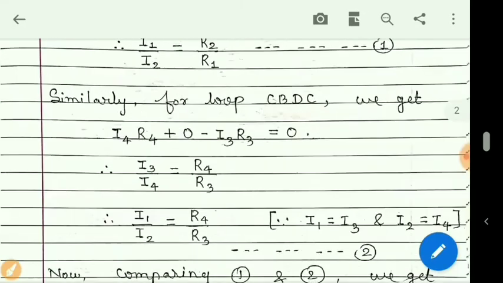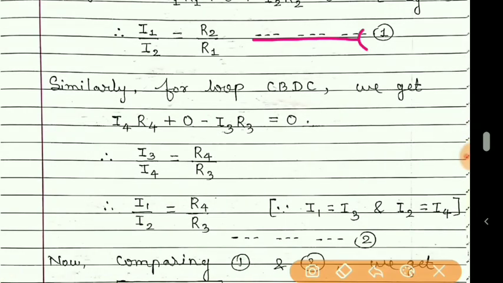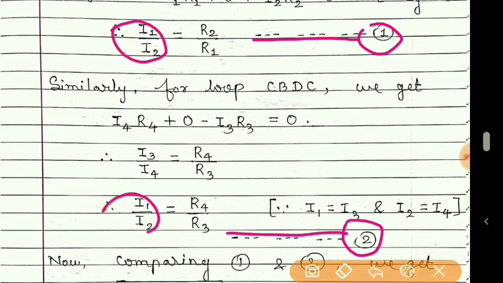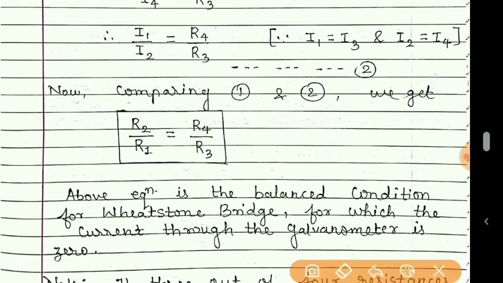And here we had equation number 1. This is 2. Here also I1 upon I2. So comparing these two equations, we will get R2 upon R1 is equal to R4 upon R3. So comparing 1 and 2, we got this ratio.